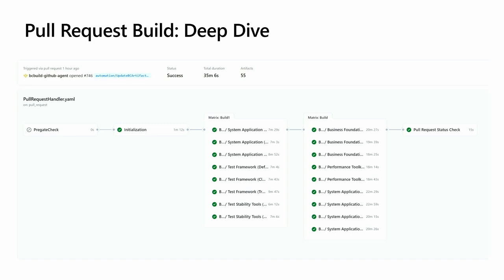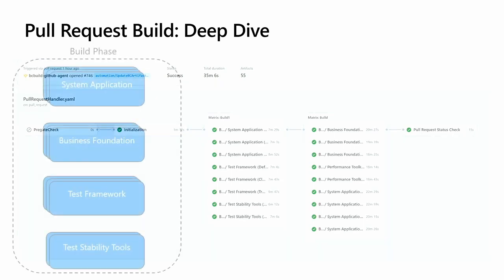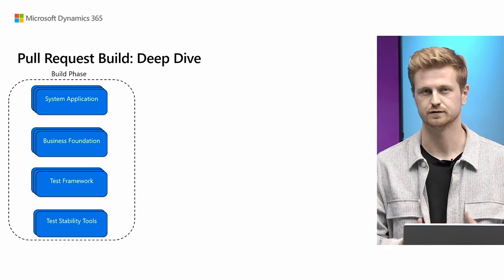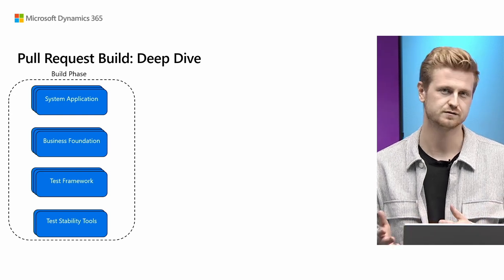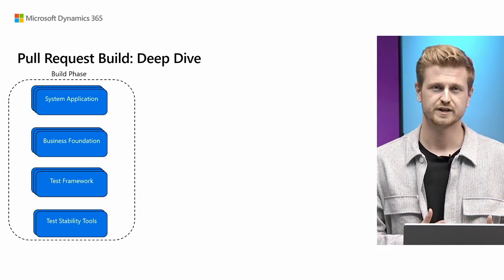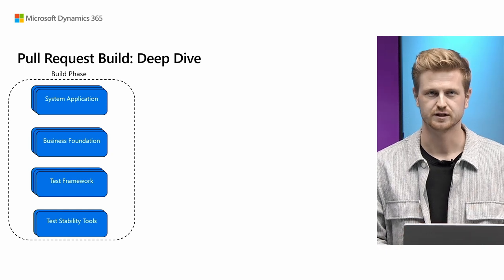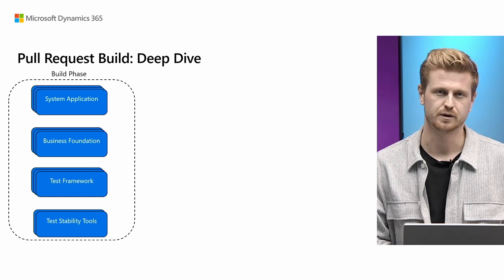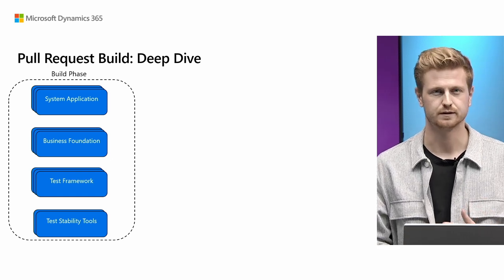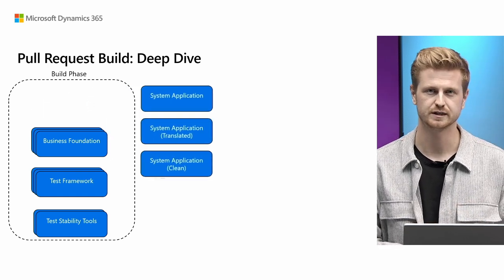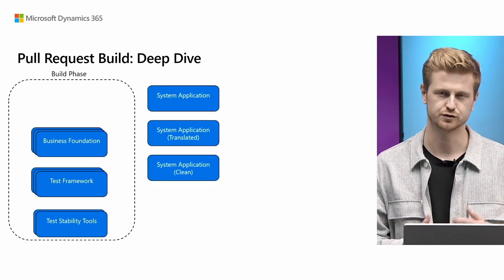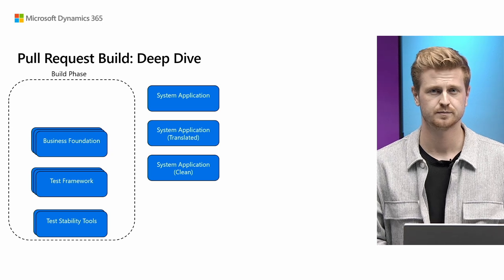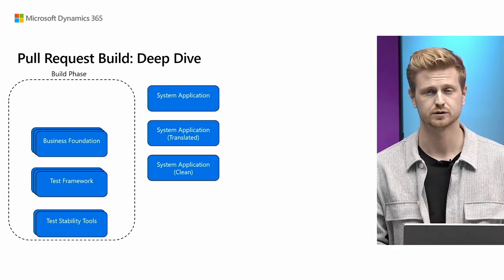Unfortunately, GitHub doesn't do a great job at displaying this, so I'll try to represent it a bit of a different way, in that our pull request build essentially consists of two phases, a build phase and a test phase. In the build phase, we build the system application, the business foundation, the test framework, and so on, all the apps essentially in the repository. And we build those apps in 3 different flavors. We build it in the vanilla mode, which is just compiling the app as it is. Then we build it with translations as well. And then we build it in clean mode.